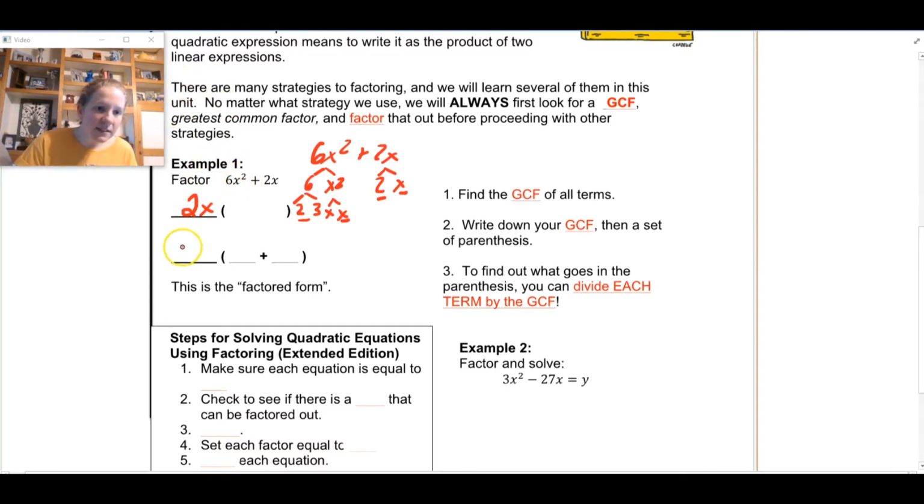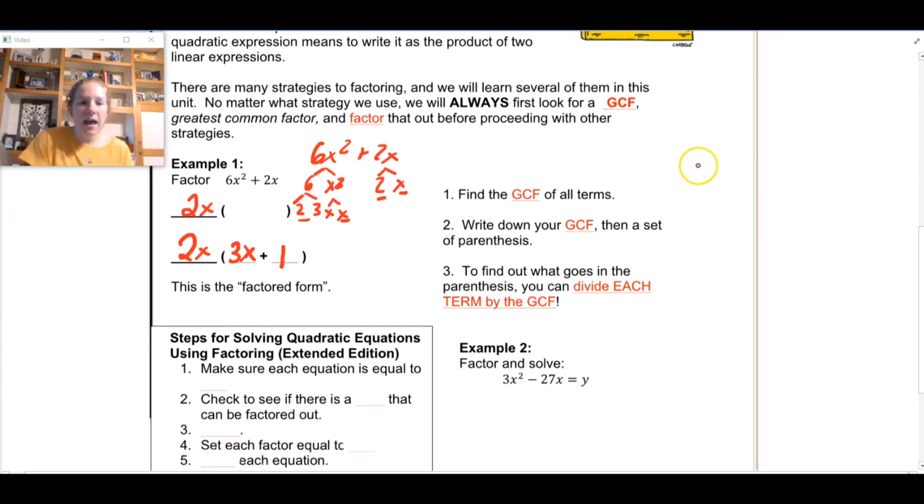So I'm going to put my 2x here, and I'm going to divide 6x squared by 2x. What's left when I divide that by 2x is 3x. If you look at your factor tree, it's the things that it didn't have in common. There's still a 3x left behind. When I divide 2x by 2x, I'm left with just 1. There's nothing left behind over here, so I've still just got that 1. So the factored form of this expression is 2x times (3x plus 1). If I were going to solve this, I would then set 2x equal to 0, and I would set 3x plus 1 equal to 0.